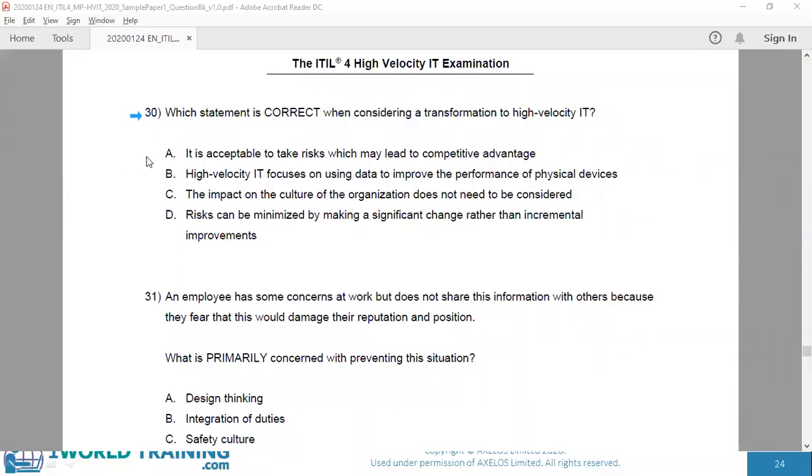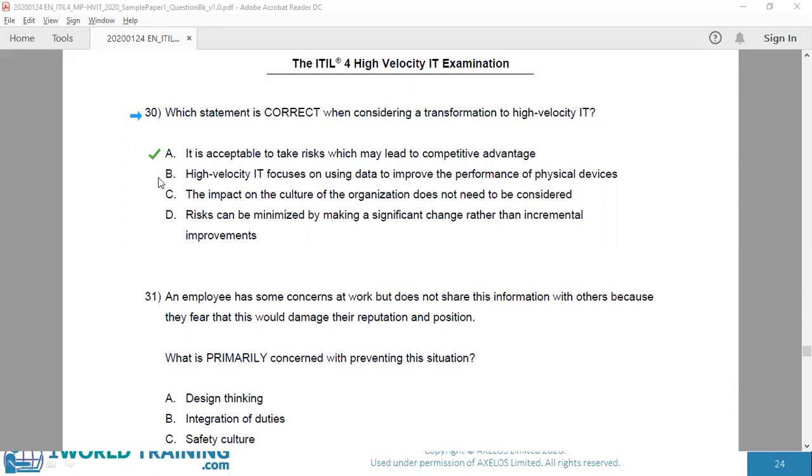Option A. Transforming to high velocity IT, is it okay when it is acceptable to take risks which may lead to competitive advantage? Yes, indeed. There may be situations where risks are consciously taken in order to gain or retain competitive advantage. So A seems to be the likely answer.